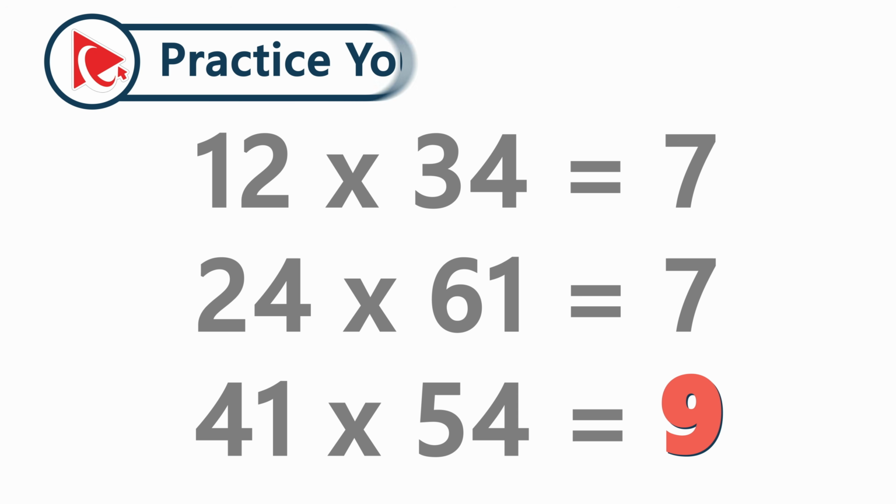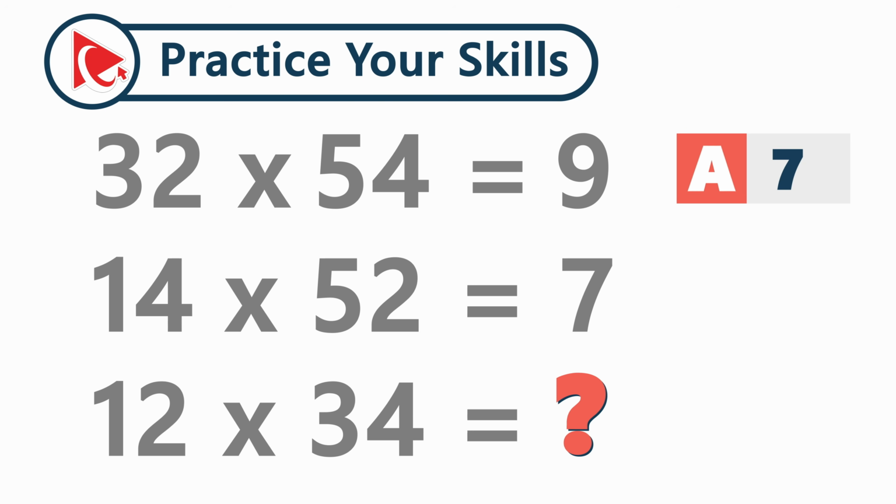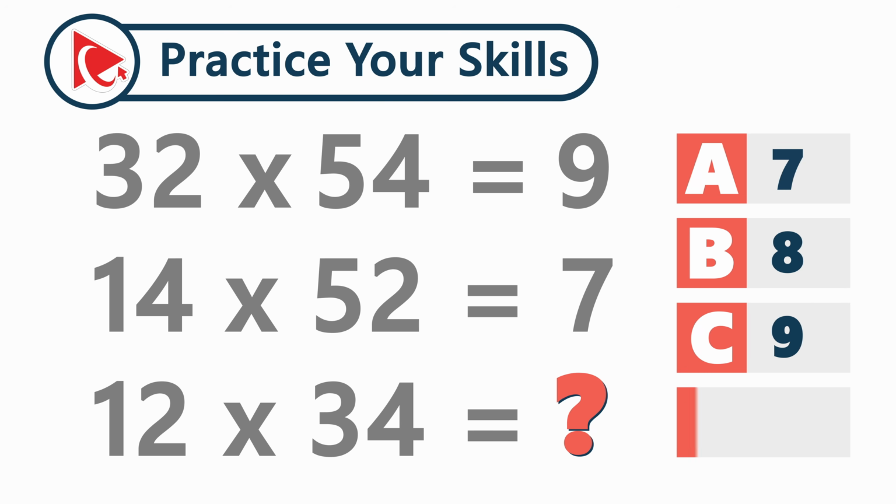Here's a question for you to answer. You're presented with three expressions. 32 multiplied by 54 equals 9. 14 multiplied by 52 equals 7. And then 12 multiplied by 34 equals the missing number, which you need to calculate and select out of four possible choices. Choice A, 7, choice B, 8, choice C, 9, and choice D, 10.